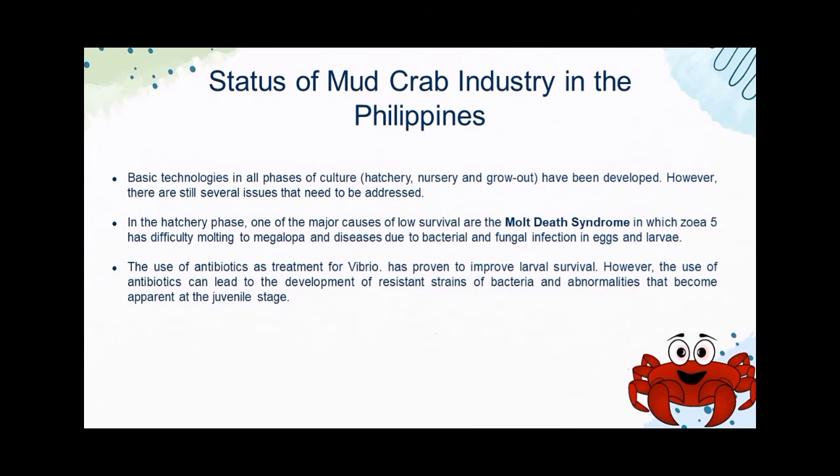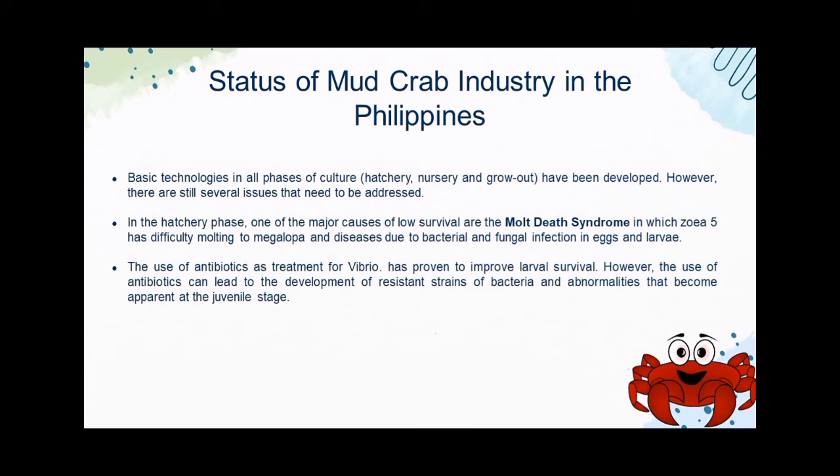Basic technologies in all phases of culture, the hatchery, nursery, and grow-out, have been developed. However, there are still several issues that need to be addressed. In the hatchery phase, one of the major causes of low survival is the molt death syndrome, in which Zoea 5 has difficulty morphing to megalopa, and diseases due to bacterial and fungal infection in eggs and larvae.